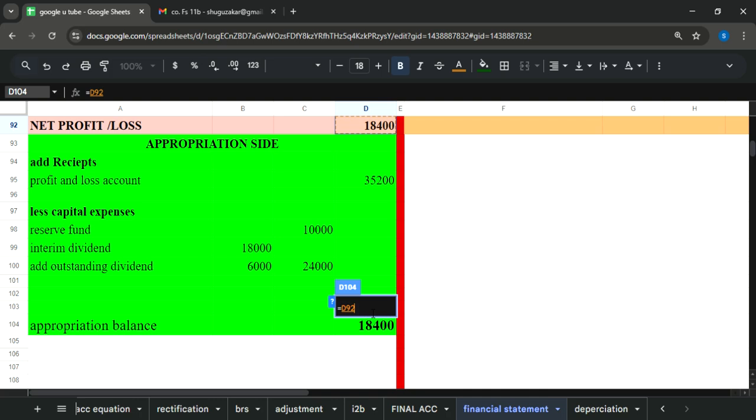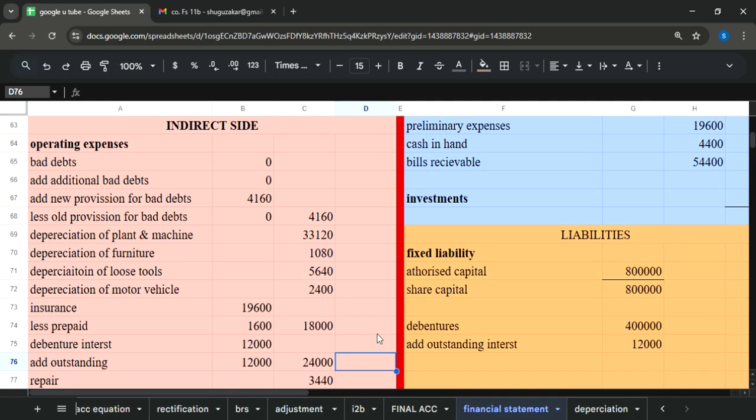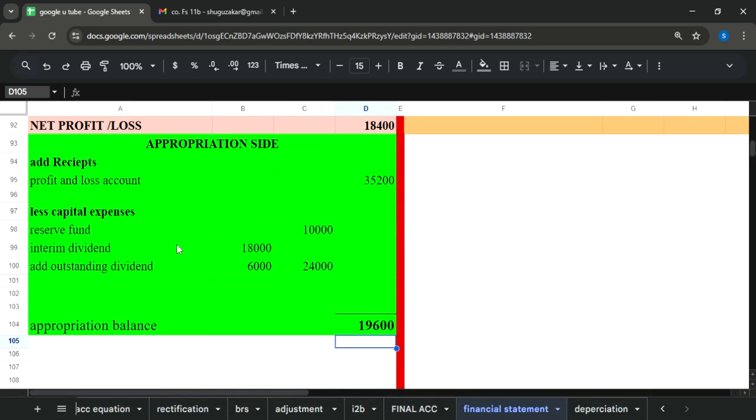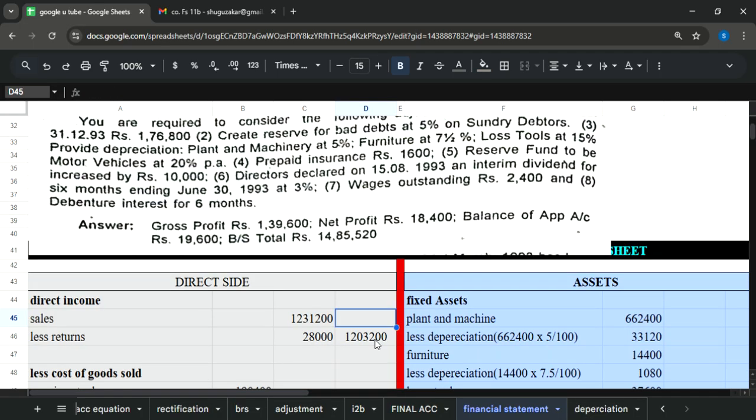Please note, first net profit and then add profit loss given in the trial balance. After that, you will subtract all appropriation expenses. They were 2. In this way, what we have got is appropriation balance 19,600. This is the answer and might be available in the book. Let's match. Balance of appropriation account 19600 and we have got 19600. It means all 3 parts on the left side are completed.